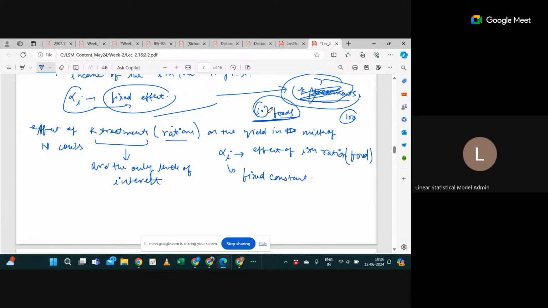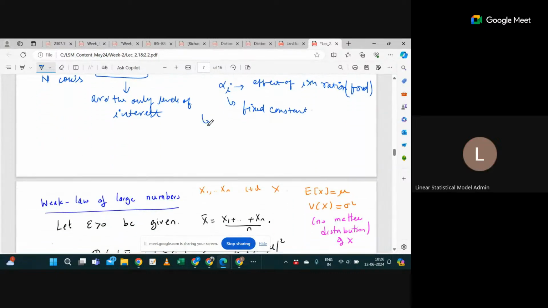These 10 classes or 10 treatments you are going to take. So in this case, I will say this alpha is fixed. What is the meaning of fixed? In the fixed effect model, whatever conclusion you make for your hypothesis will apply only to these k treatments.